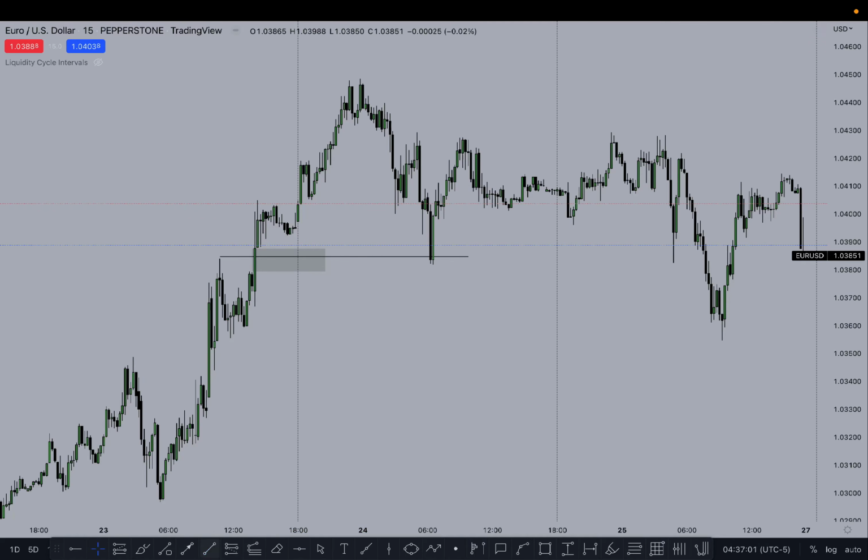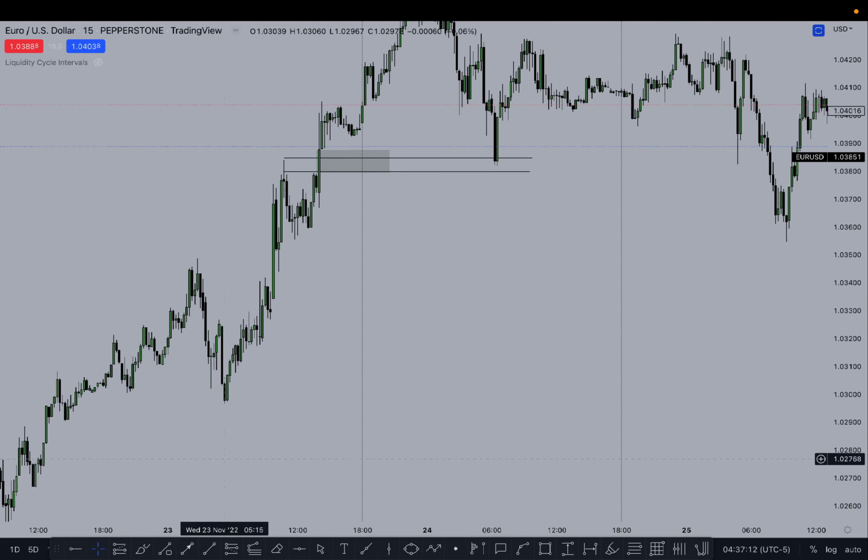And what's the remainder of the wick? It was this one here. That is your balanced price range. This is exactly your balanced price range. Again, I'd say that the wick balanced price range, that's the best one. I love that. I always use that.